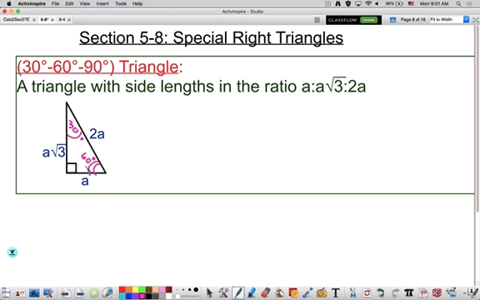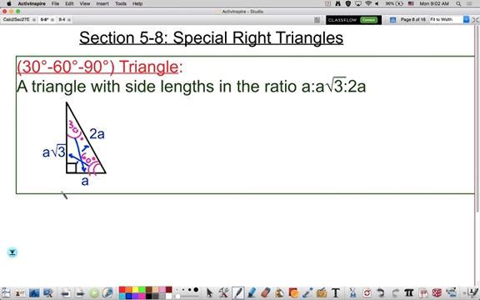This setup is important. You need to have this down. If you do not have this down, you're not going to be able to set this up. So A is always pointing at 30, or vice versa. A times square root of 3 is always pointing at 60. 2A is always pointing at 90. This is always true.